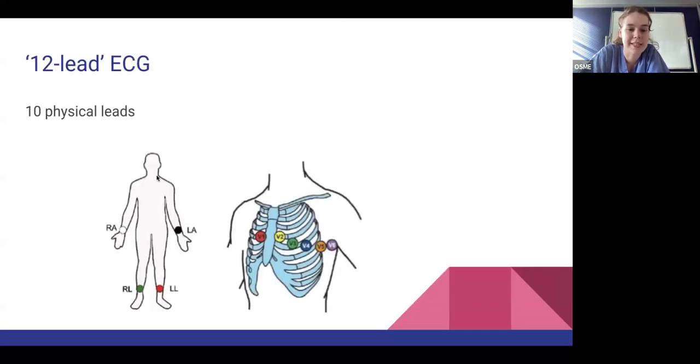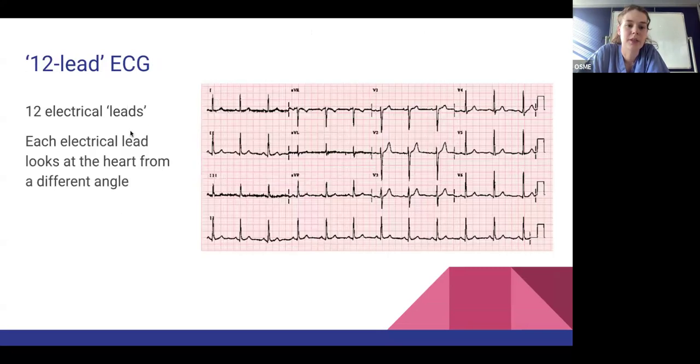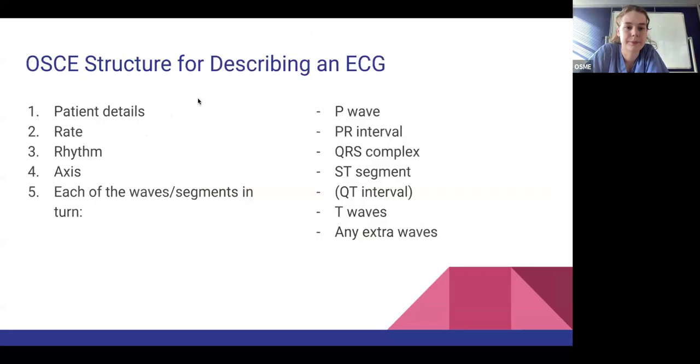So in a 12-lead ECG, you have 10 physical leads, and then kind of the earth being one of the leads. 12 electrical leads, each one looking at the heart from a different angle. So the OSCE structure that you're going to use every single time for describing an ECG, and I want you to practice this until you're absolutely blue in the face and can do it in your sleep, is this.